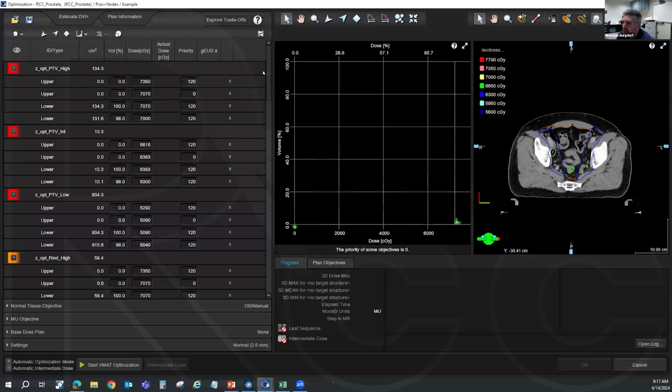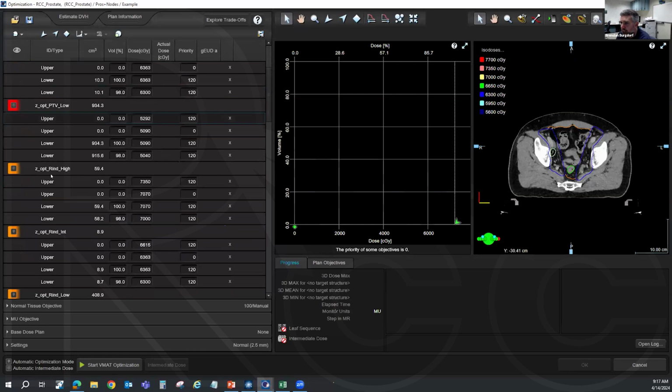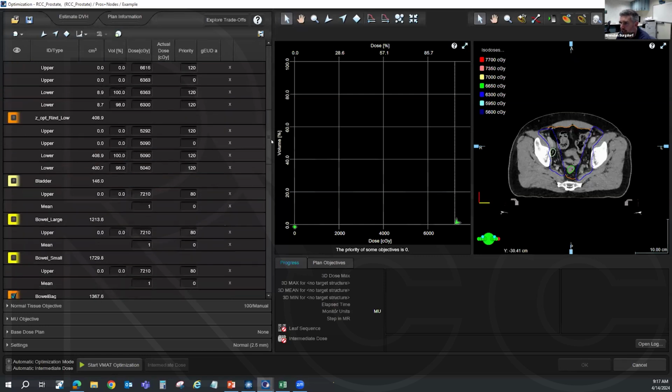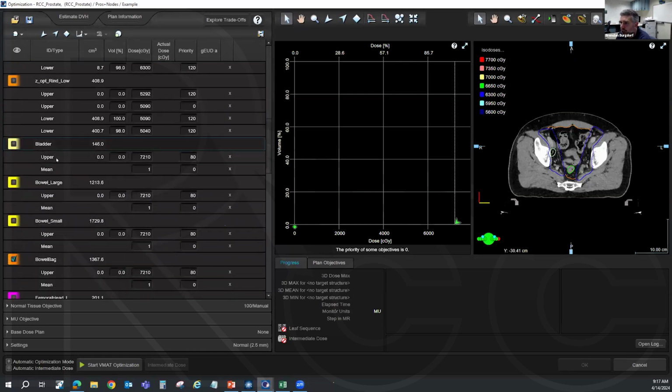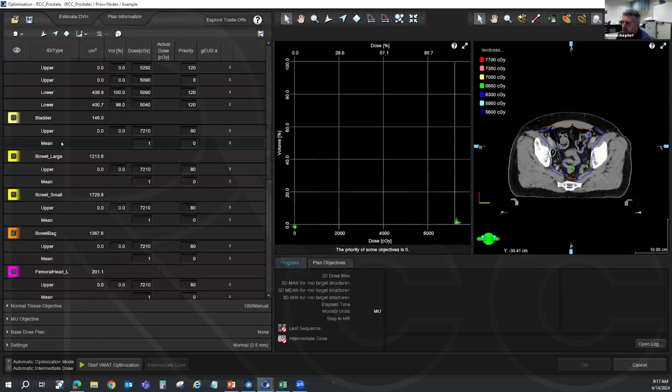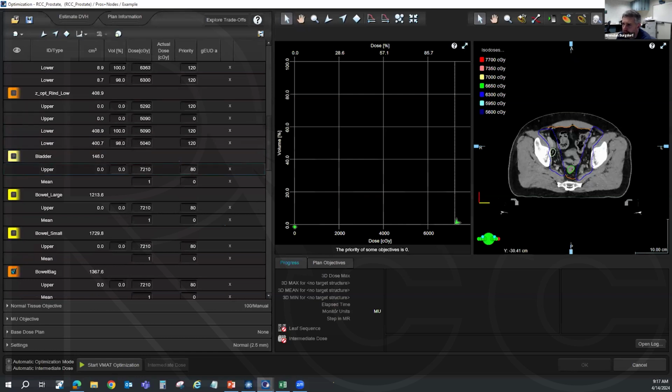So now that we're in our optimization window here, you can see I already have all of our objectives set up. So I have all of our upper and lower objectives on our ZPTV opti structures and our ZPTV rind structures. And then for each OAR, I have a max dose constraint, which if there's no max dose constraint defined by the physician, I'll usually just set the max dose constraint to be about 103% of the highest prescription dose. So this is 103% of 70 gray. And then I have mean dose objectives set up for each structure as well, with no priority setting at this point.